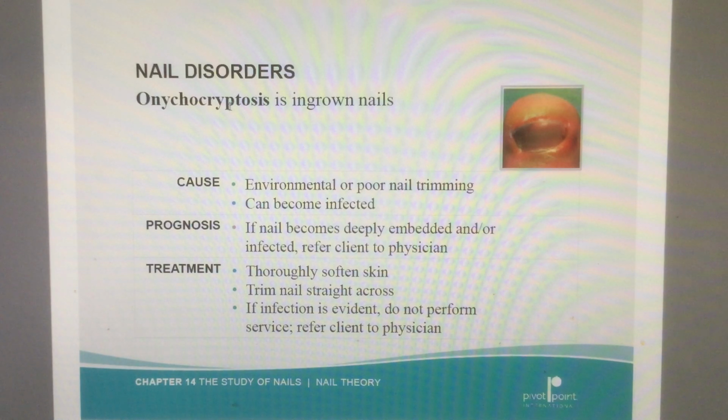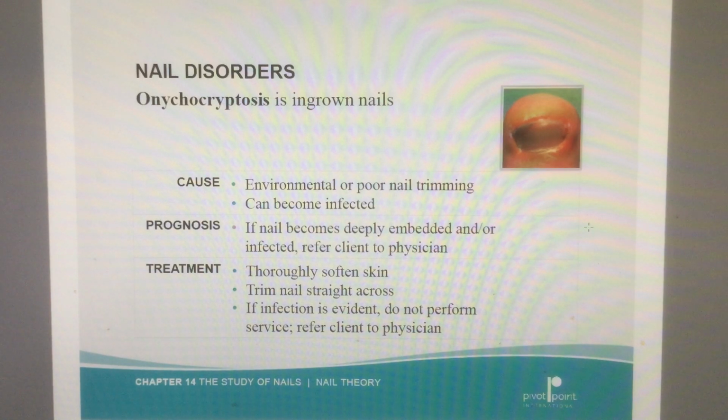Onychocryptosis. And then I see that term right here, crypt. The reason why I bring that up is I had someone say, anytime you see that term cryptosis, they say crypt, as in the Crypt Keeper. Cry, as in an ingrown nail may want to make you cry. The cause is environmental or poor nail trimming, and it can become infected because what happens is that these little corners right in through here, they'll dig into the flesh.